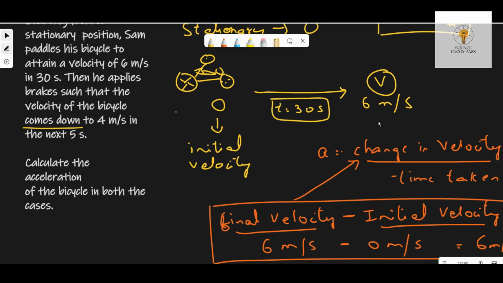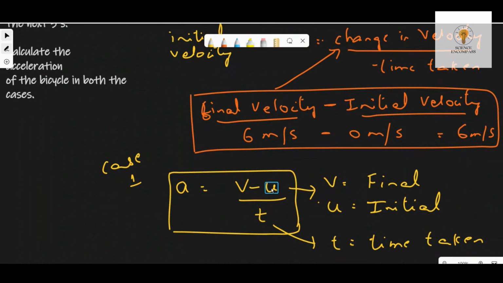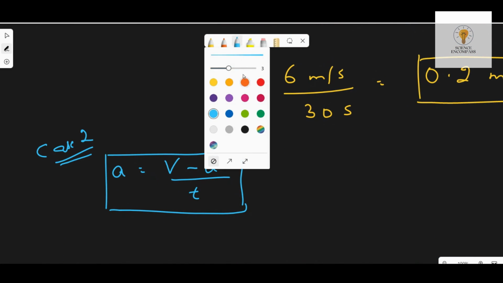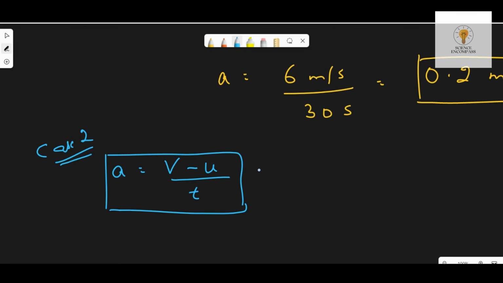And then he brings it down to 4. So we got the final as 4. Initial 6 and final 4. So initial is going to be the 6 and final is going to be a 4. In our formula for acceleration, we start with the final minus initial, right? So now we're just plugging in the numbers. Acceleration.